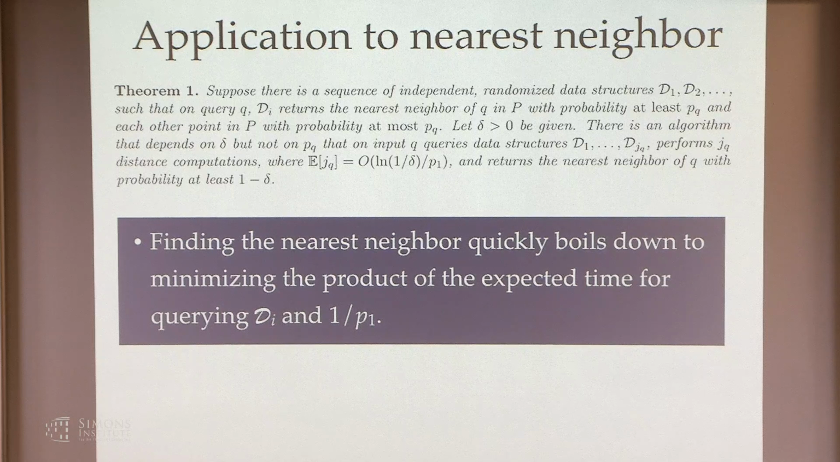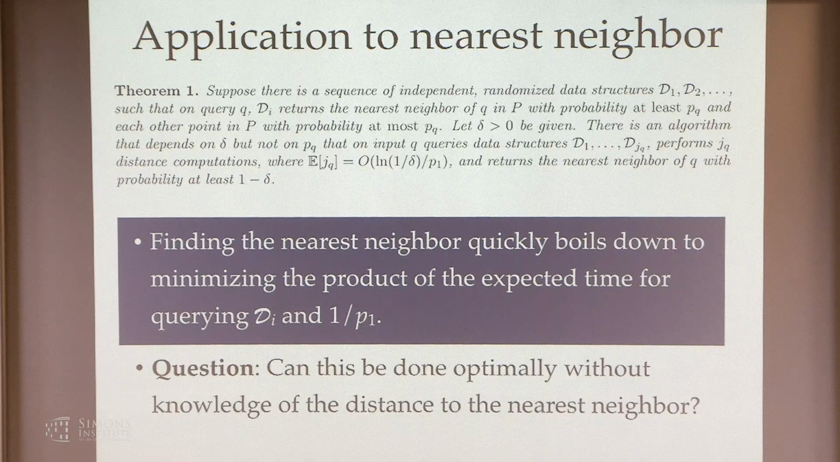Maybe you can think about these data structures as having a time budget also. How much time do I allow them to spend? And given this time budget, they need to maximize the probability of actually finding the nearest neighbor. And one question here that I'm not going to answer today is whether you can construct these data structures optimally without actually knowing the distance to the nearest neighbor. So most of the literature on this problem assumes that you have a particular radius that you're interested in searching, and that simplifies a lot of things.